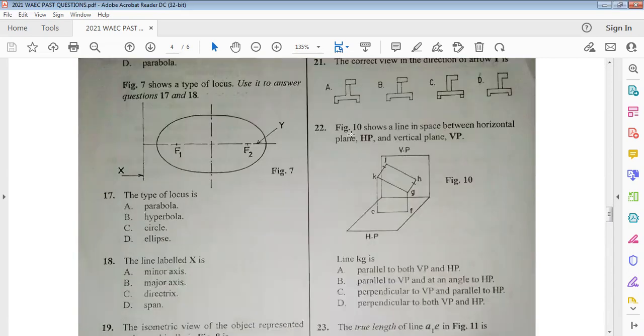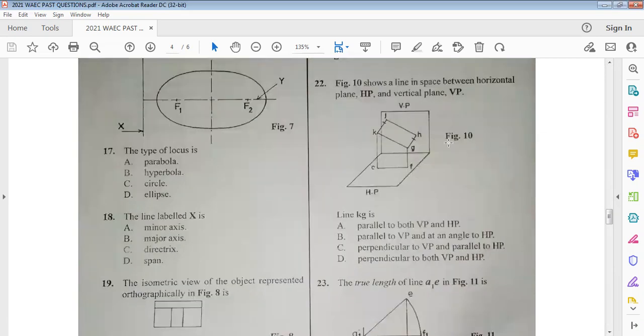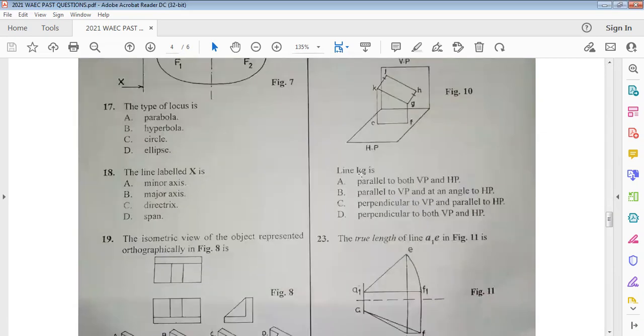And question 22, figure 10 shows a line in space between horizontal plane and vertical plane. The question now says that line KG is parallel to VP and at an angle to HP. That is option B is the correct answer.